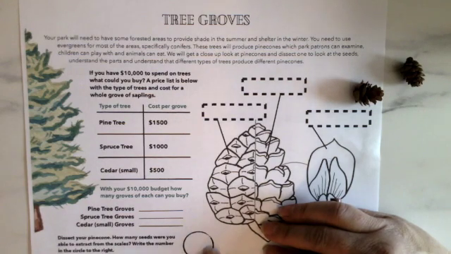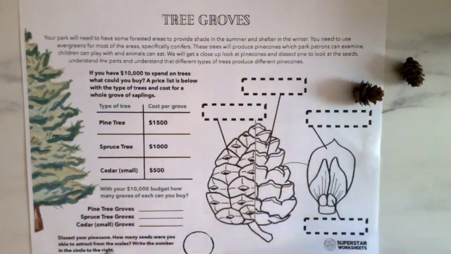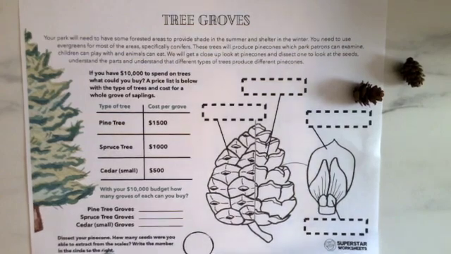And then we're going to dissect your pine cone and see how many seeds you were able to extract from the scales. Write the number in the circle to the right. So that's what we're going to go ahead and start with.